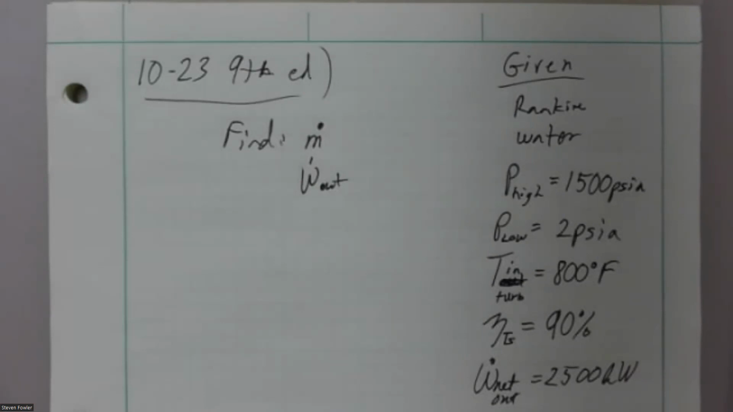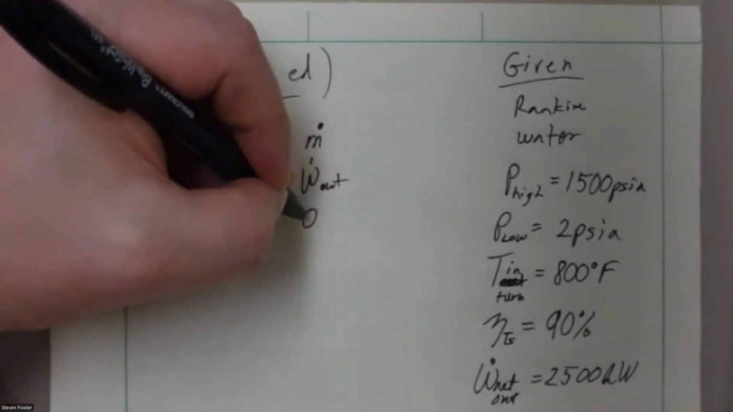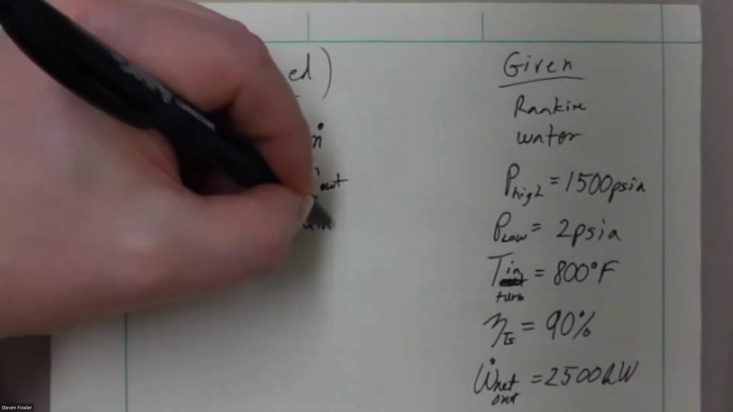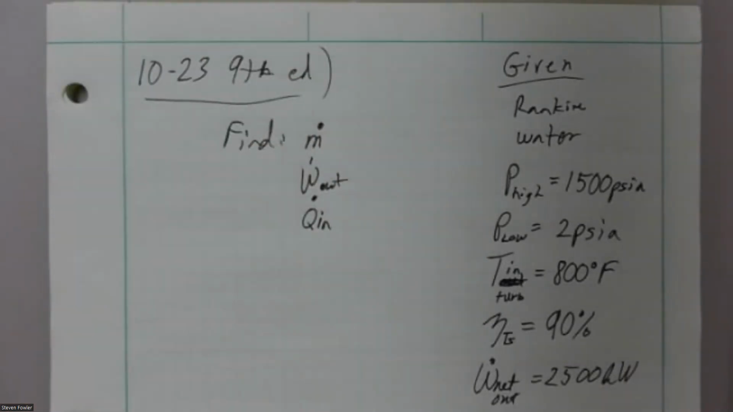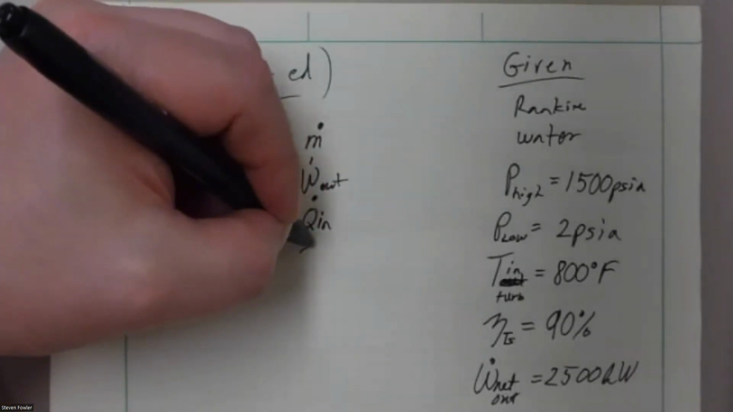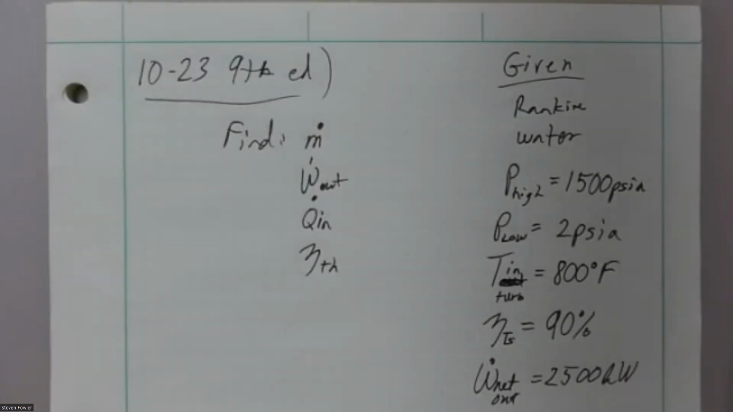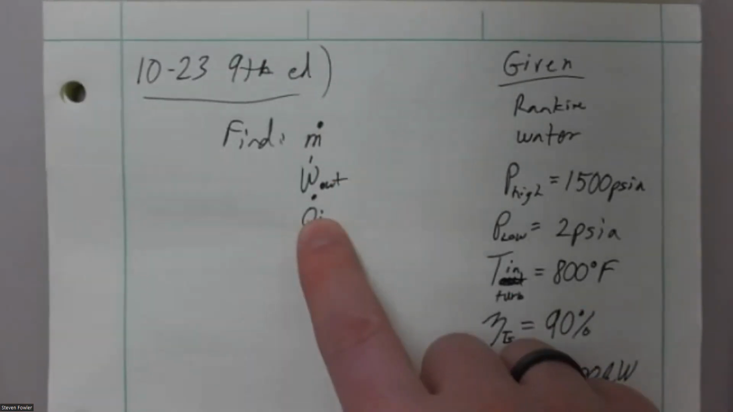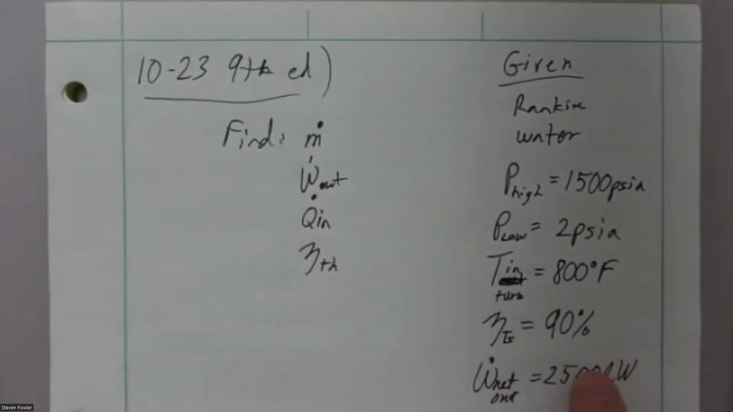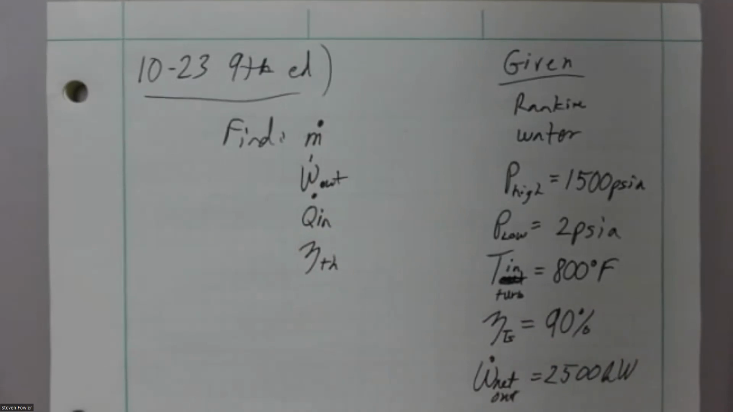They want to find the rate of heat supplied to the boiler. So we're going to say Q dot in, or Q dot H if you like, if you want to use the subscripts from chapter 6. And then the thermal efficiency, efficiency sub TH. How good is this thing at converting the heat going in into net power output? That's going to be the efficiency. Okay.